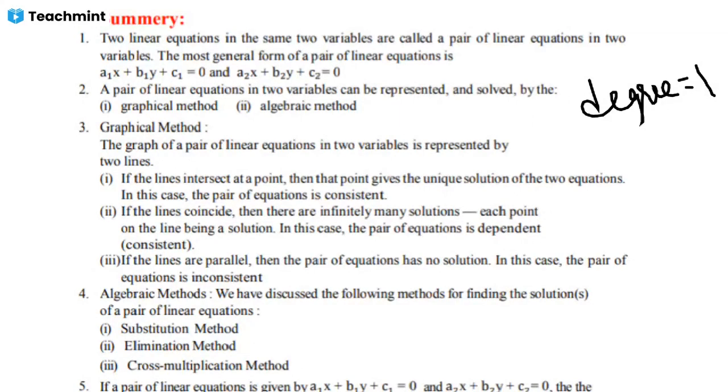What are the two variables we have here? a1x plus b1y plus c1 equal to 0 and a2x plus b2y plus c2 equal to 0. So these are the pair of linear equations we are taking, and in this pair of linear equations we have two variables. So what are the two variables we have in that? The variables are x and y. x and y are the two variables.